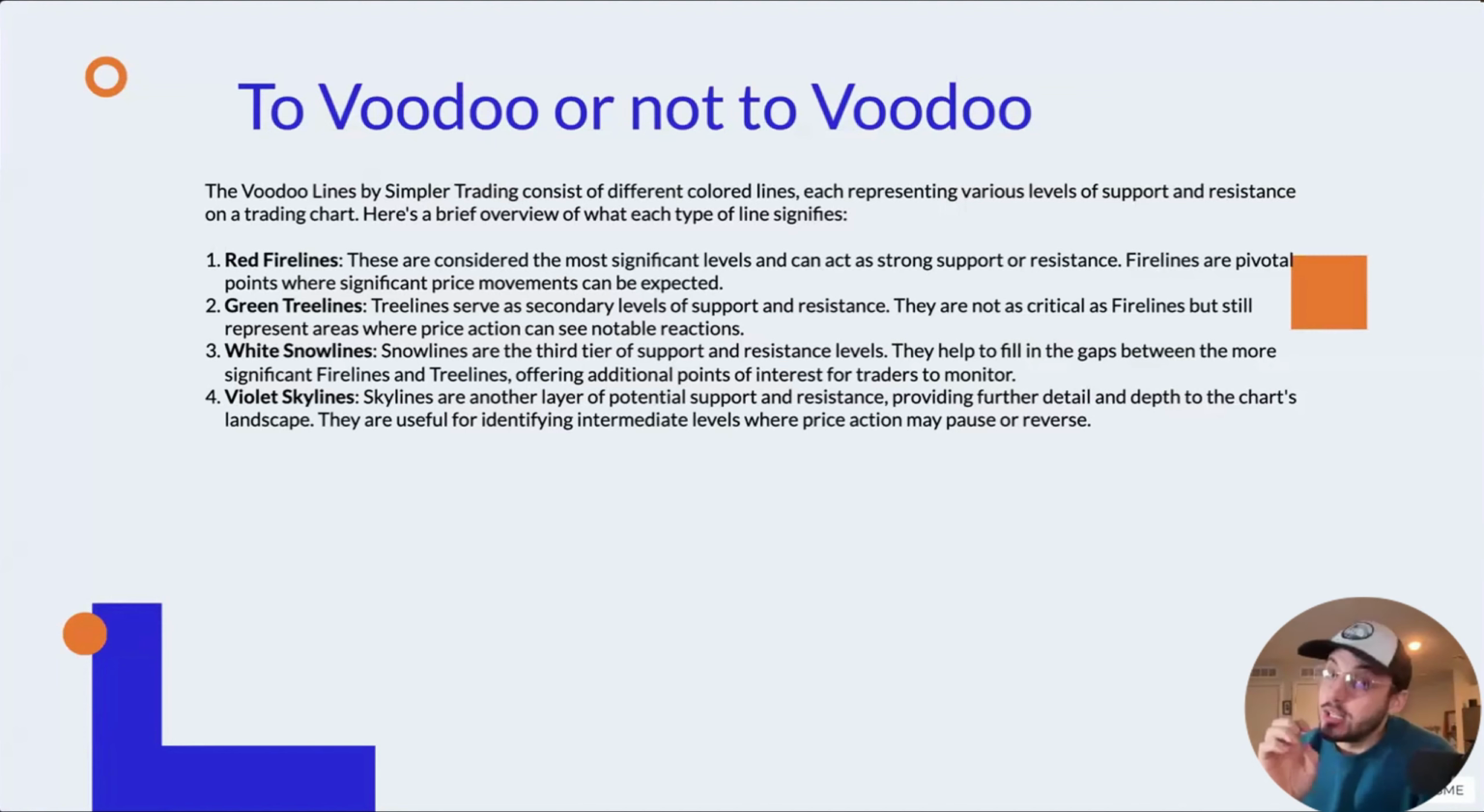When you guys look at my chart, it's going to look quite busy. But I want you to put in your head here the differentiation. It has a hierarchy. You have your red lines, you have your green lines, you have your white lines, and then you have your violet lines or your sky lines. I'm going to explain exactly what they mean.